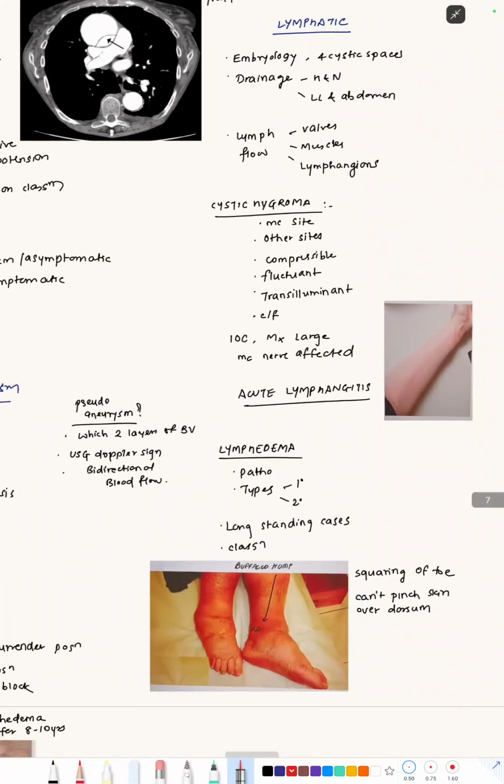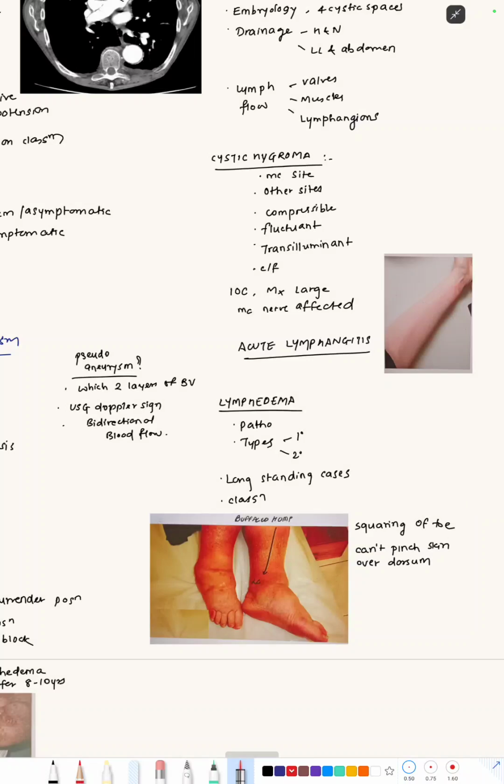The cystic hygroma: the most common site for cystic hygroma is the posterior triangle of the neck. Other sites are the axilla and inguinal region. It is partially compressible in nature. Compressible in the sense that when we apply pressure, it compresses. Upon release of pressure, it will immediately come back.